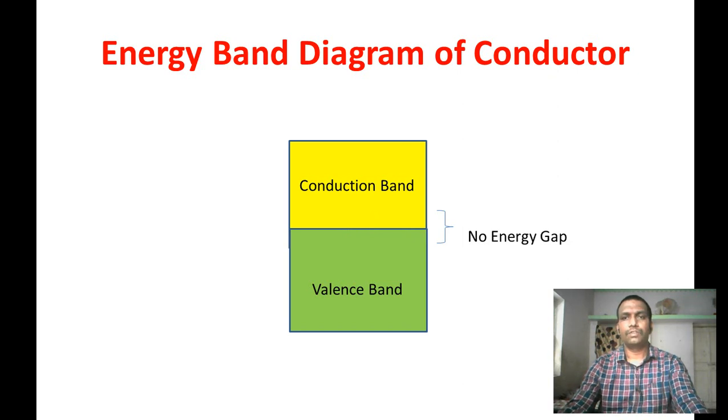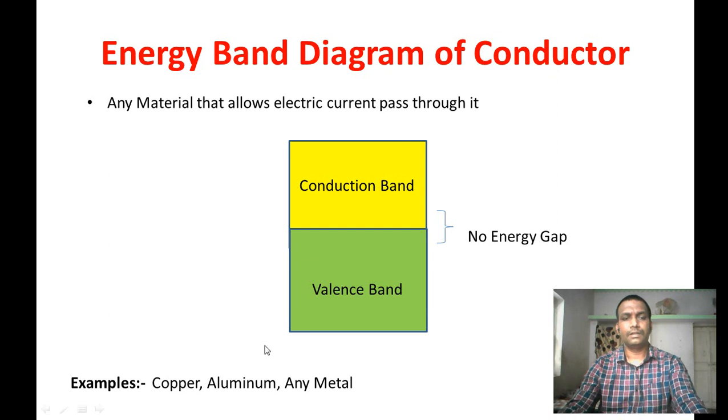So what is the definition of conductor? Any material that allows electric current to pass through it is called a conductor. So which types of materials are called conductors? These are some examples of conductor: copper, aluminum, or any type of metal is called a conductor.